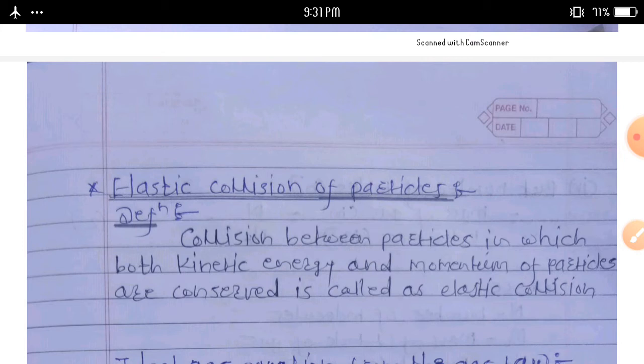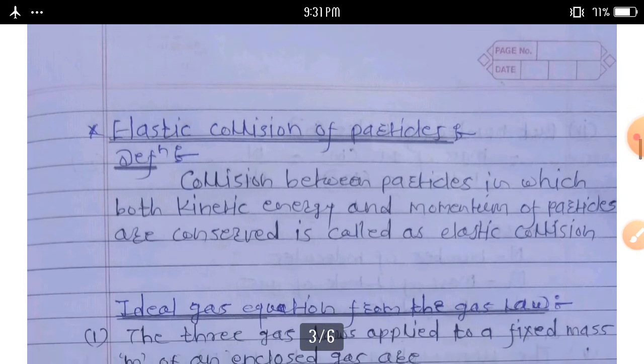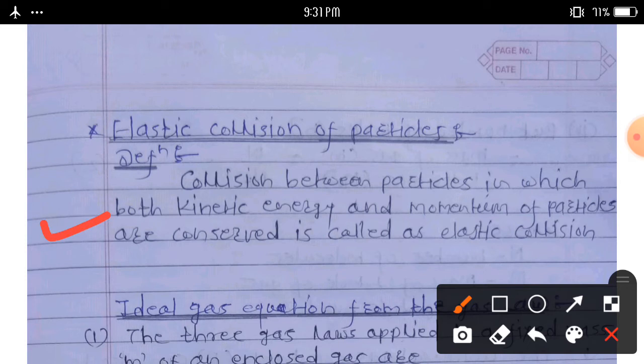And next, definition of elastic collision of a particle. What is meant by elastic collision of a particle? Definition: collision between particles in which both kinetic energy and momentum of particles are conserved is called an elastic collision. Definition repeated: collision between particles in which both kinetic energy and momentum are conserved is called elastic collision.